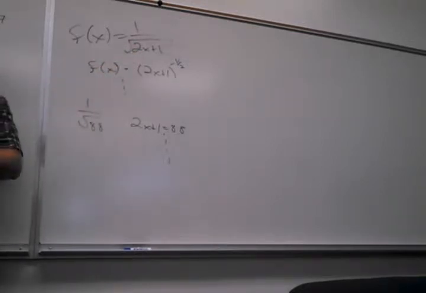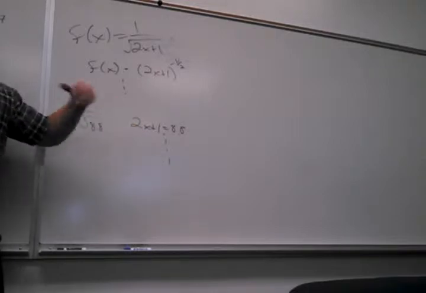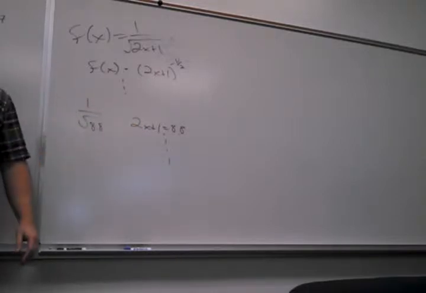So be really careful. On the quiz I was really nice, because I wrote it as f of, and I gave you what x was. On the final, I'm not going to do that. I'm going to say this, and you have to take a second to figure out, okay, what x would make that happen?